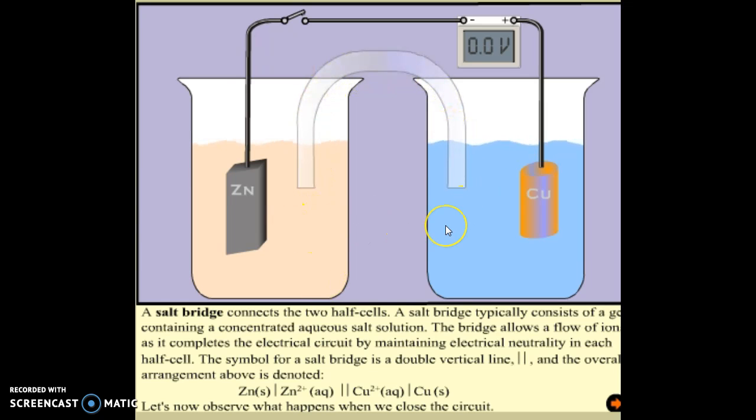The reason we need a salt bridge is to keep our charges balanced. Electrons are going to flow through this wire. As they flow, we're going to get a buildup of negative charge on this cathode side as the electrons are coming in. To counteract that, we have some positive and negative ions in the salt bridge. The negative ones can flow over here since the electrons are leaving. That'll help balance, and then the positive ones can flow over here.